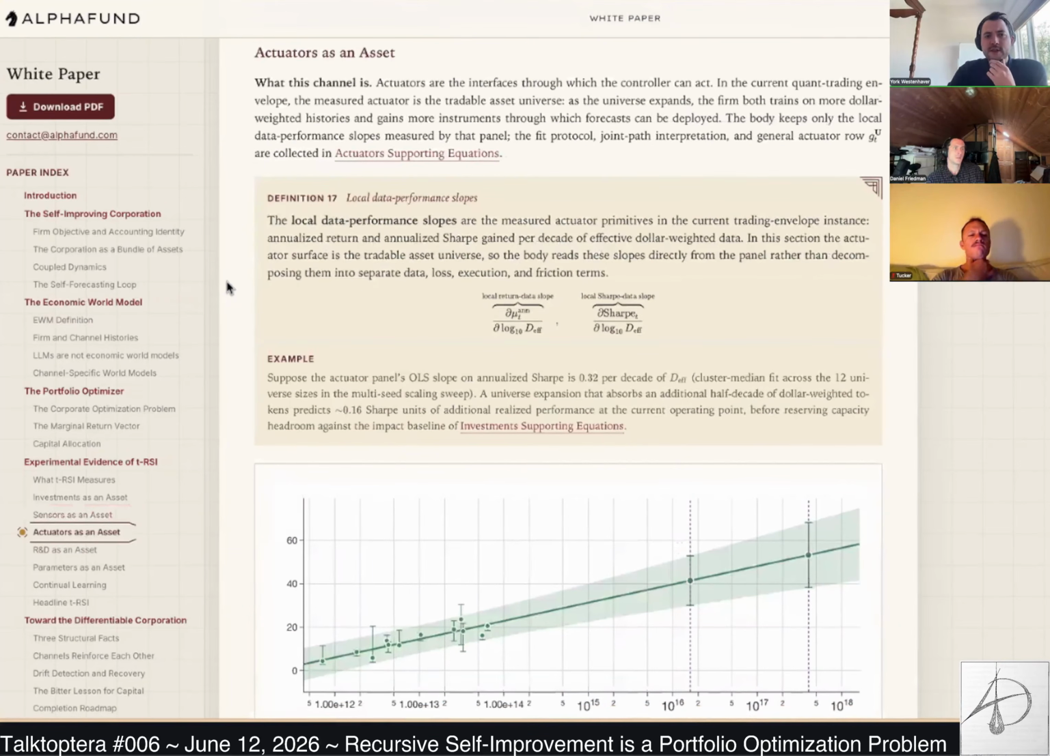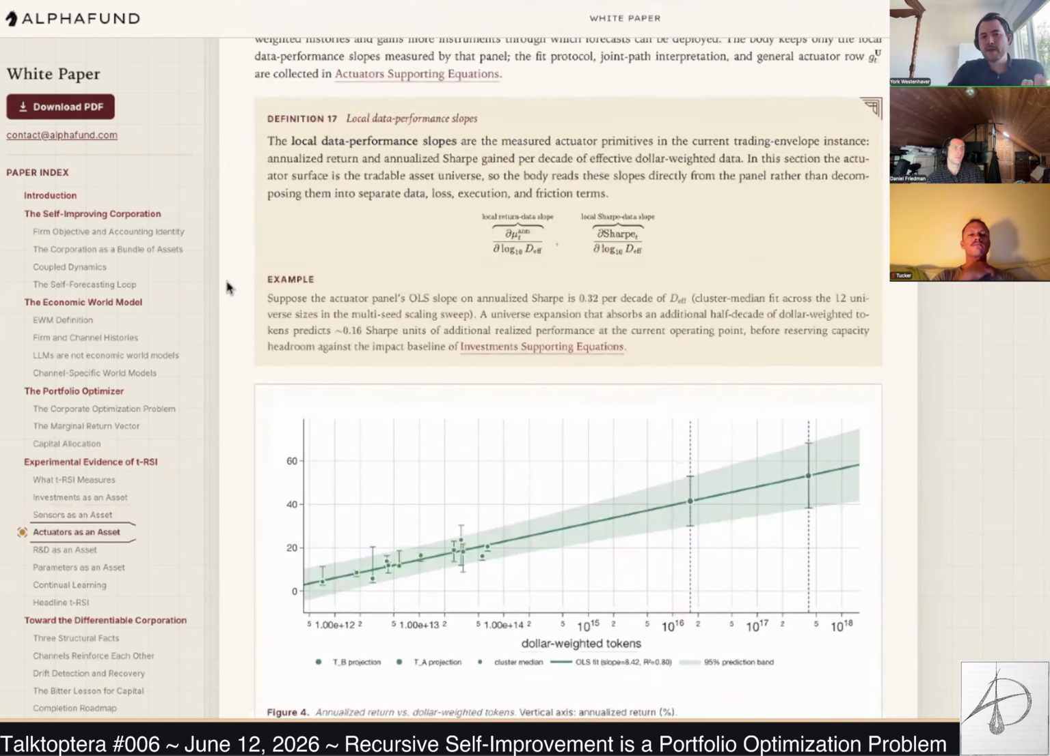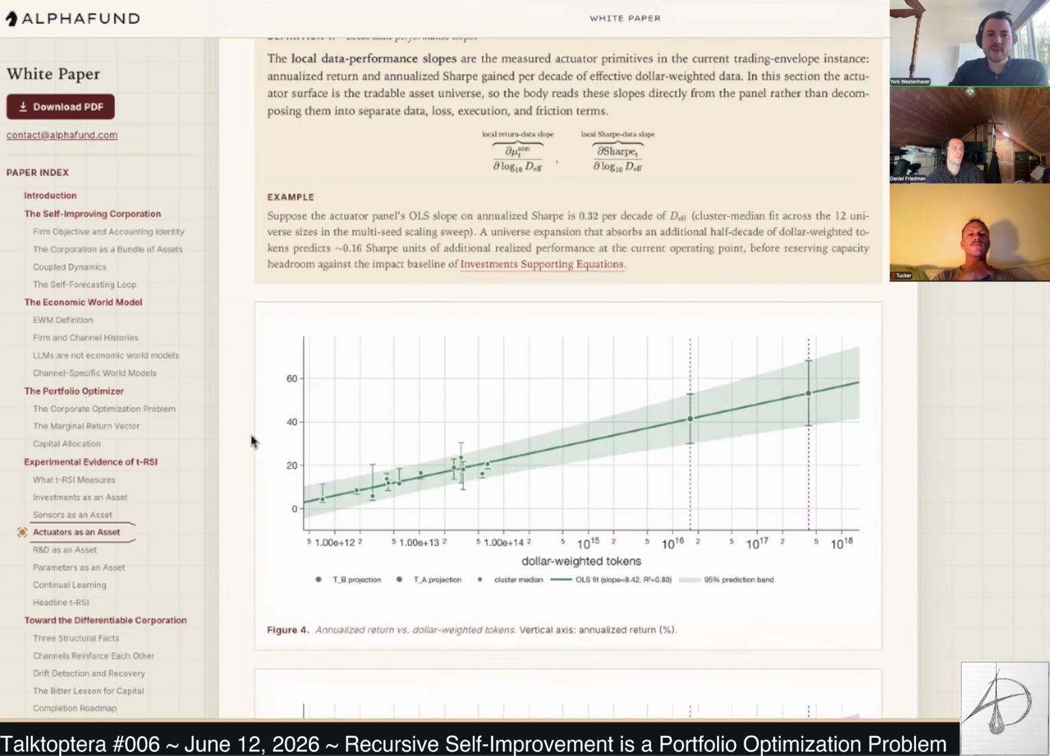Similar thing on the actuator side. We can start to see, as we add the ability to trade more assets, what the marginal return is. For some reason the y-axes aren't rendering here, but it's the annualized return in this case, as we add the ability to trade more assets, holding the number of assets it's trained on fixed. And you see that there are also predictable scaling laws on the model's ability to make money as you give it more assets to trade on.